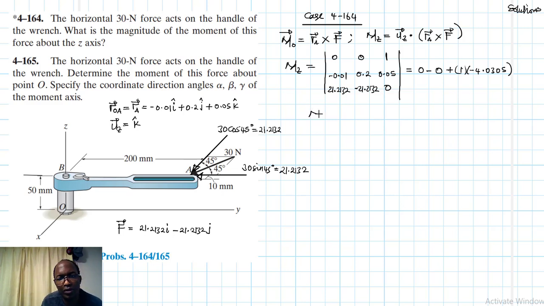Okay, so therefore our Mz is just going to be equal to minus 4.03. Okay, the units is newton meters. So this minus just indicates that the moment is facing downwards along the z-axis, like so, okay, using the right hand thumb rule.